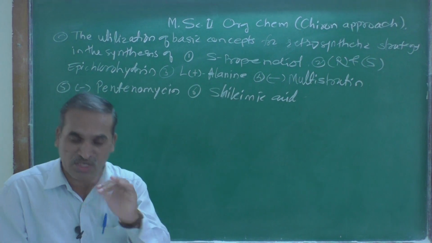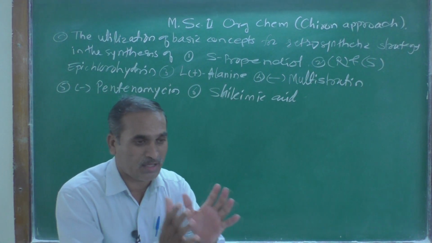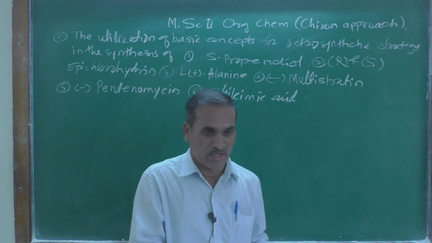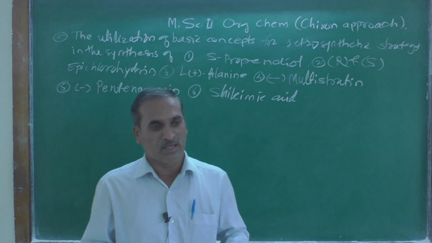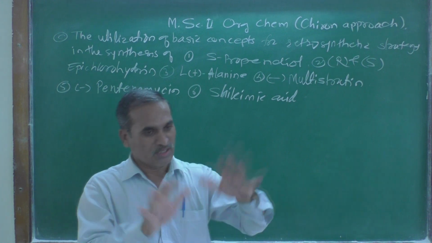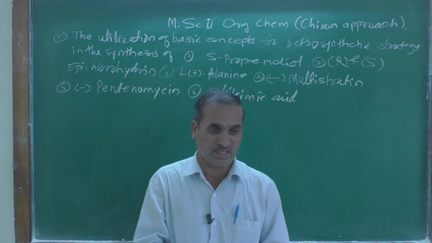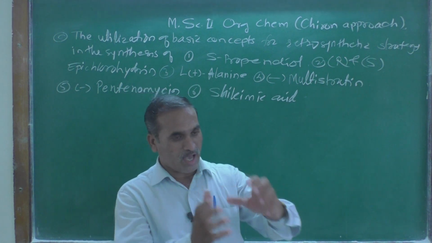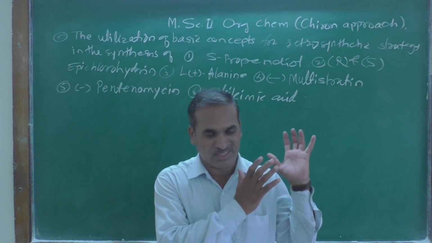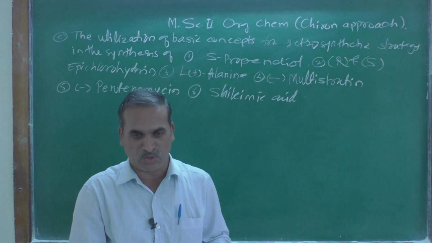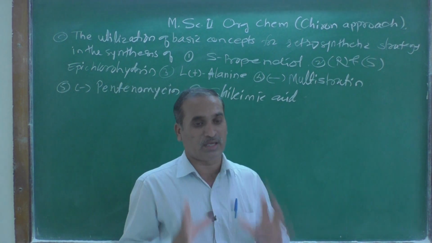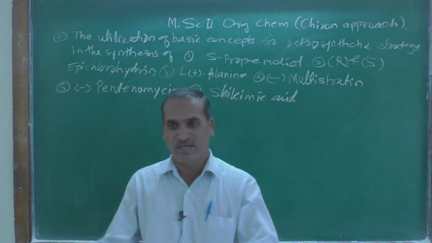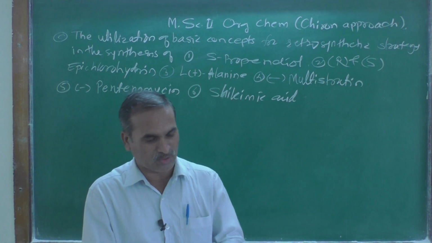Specifically, this is the word generally used here as well as in the general sense. Retrosynthetic analysis: here we are keeping the Chiron approach, or the Chiron perspective, for the synthesis of this target molecule. And just now we have seen what a target molecule means: the molecule whose synthesis is being planned is called a target molecule.